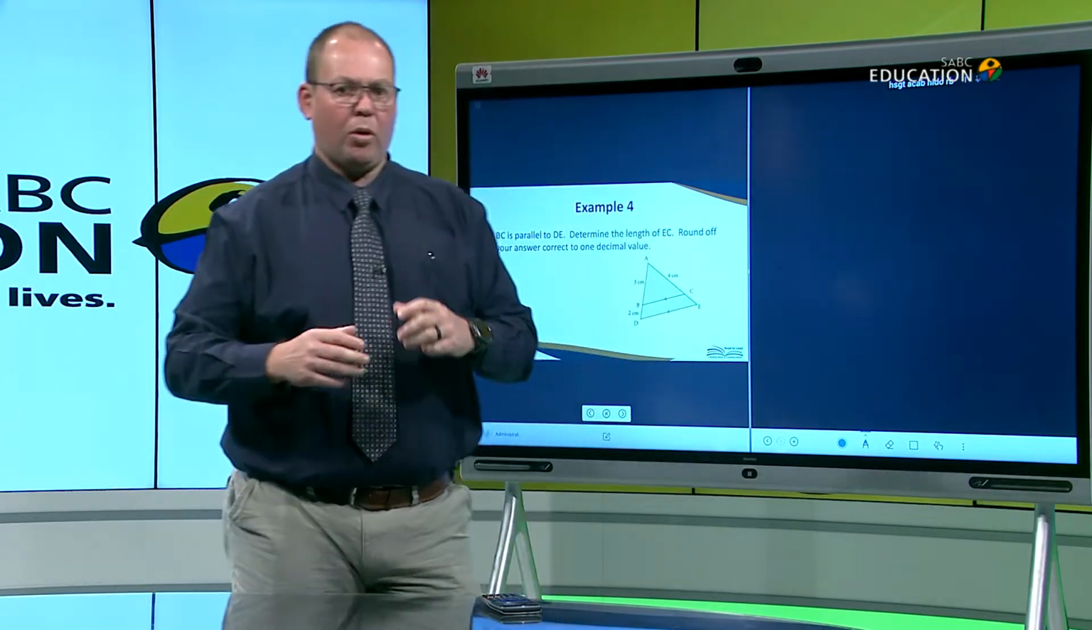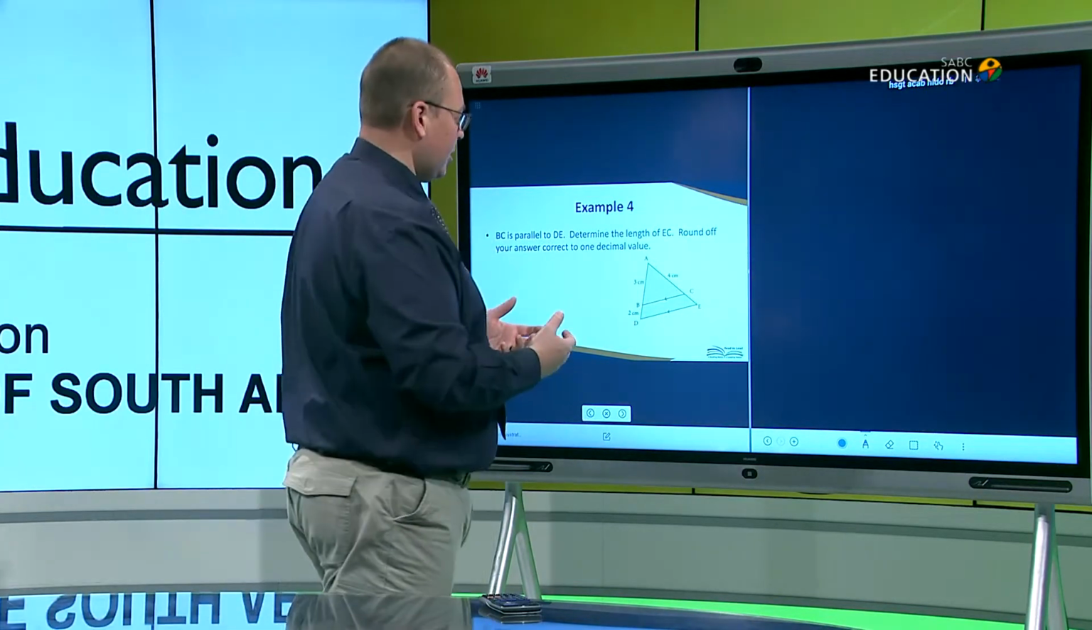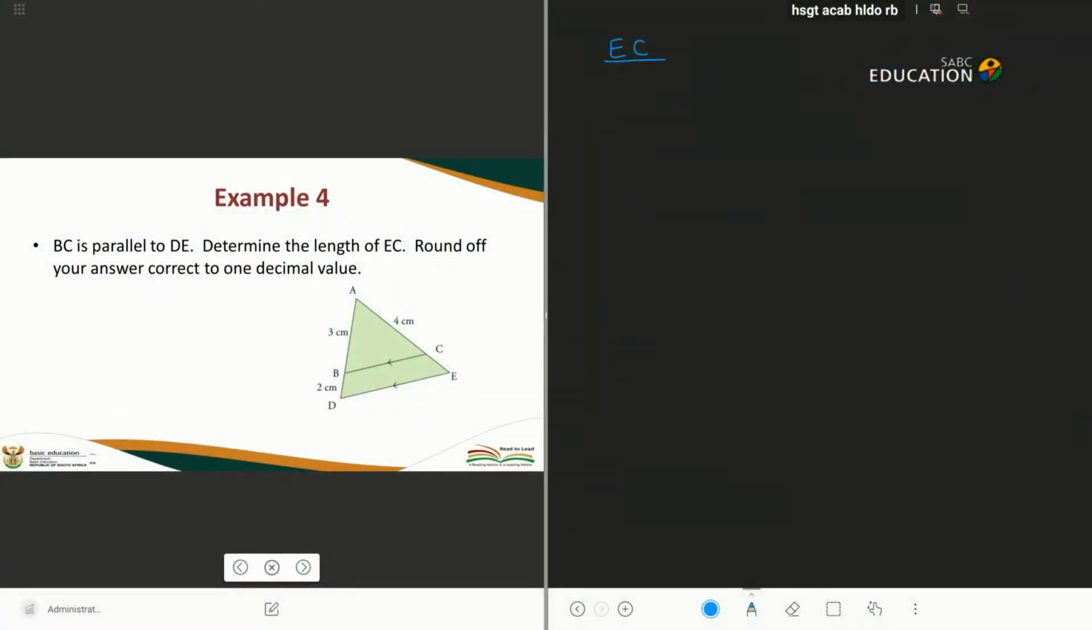How do I multiply? Then it gets a bit more complicated, and the chance of making a mistake is higher. So I always want to try and keep it as simple as possible. Therefore, whatever I need to calculate, I put as my numerator. So I start with EC divided by AC is equal to, and now remember the shorter section, so BD divided by AB. And again, please write there proportionality theorem.